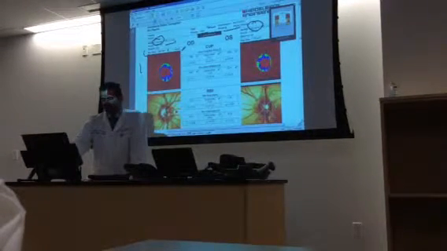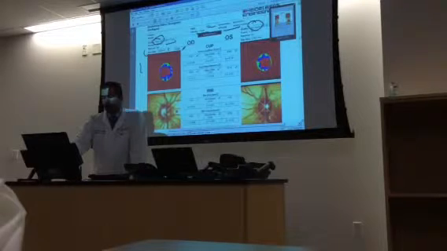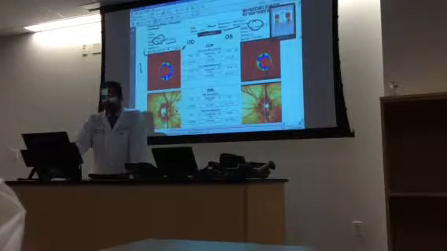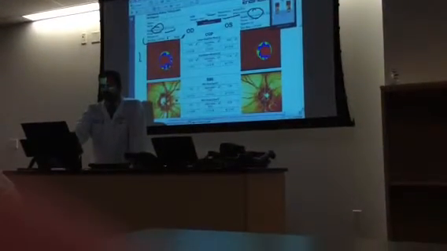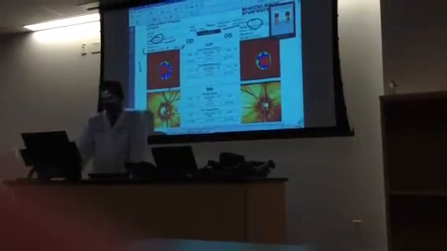You look at this region right here. The red corresponds to the cupping, blue corresponds to the sloping rim, and green corresponds to the stable rim.